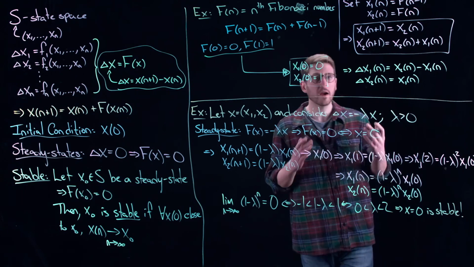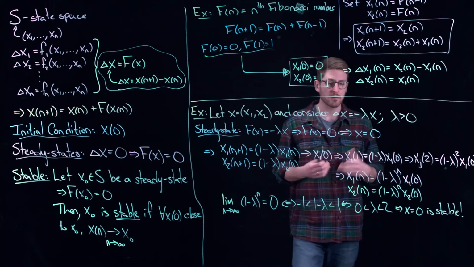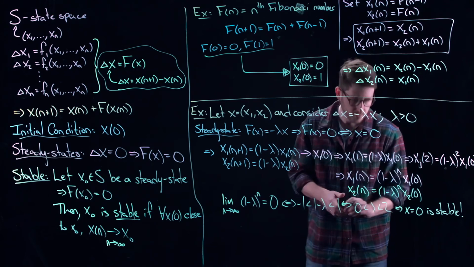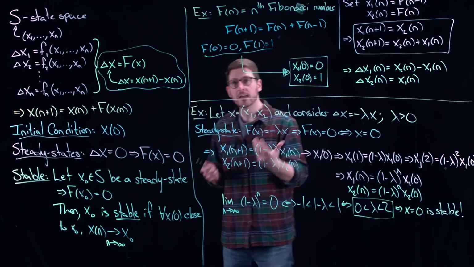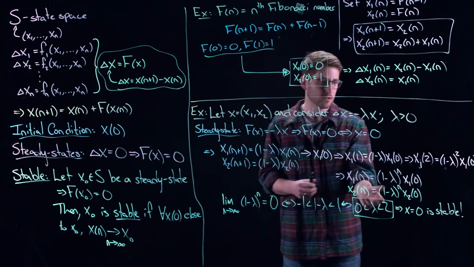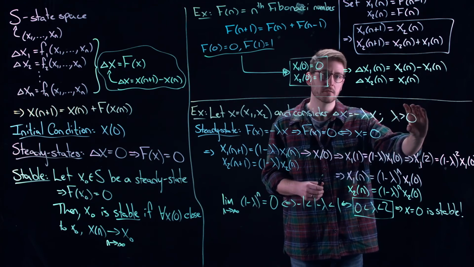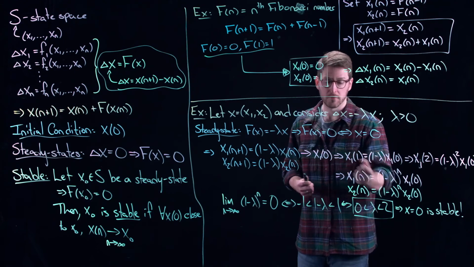Right? It doesn't matter where you start, you are always going to go into 0 when lambda is between 0 and 2. Now you can turn that on its head as well, right? You could say, what if lambda is bigger than 2? So I made the assumption that lambda is bigger than 0. So what happens if I go outside of that region?